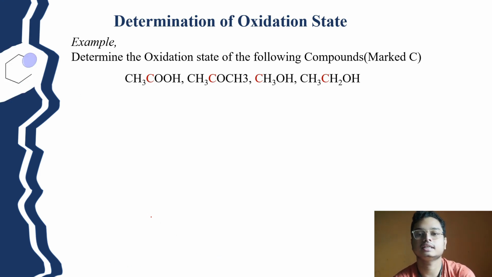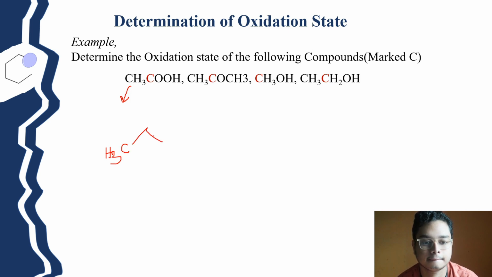So here, let us do some hands-on examples to determine the oxidation state of the following compounds. This is the mark sheet. First we are talking about this: CH3COOH. So we have to determine the oxidation state of this particular center. Let us assume that the oxidation state of this particular carbon is X.